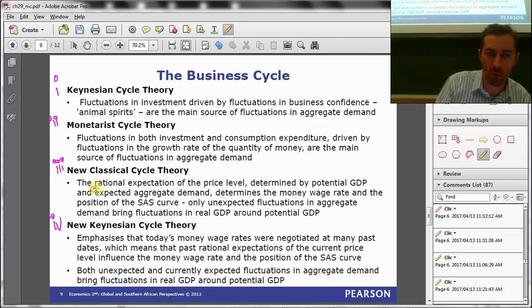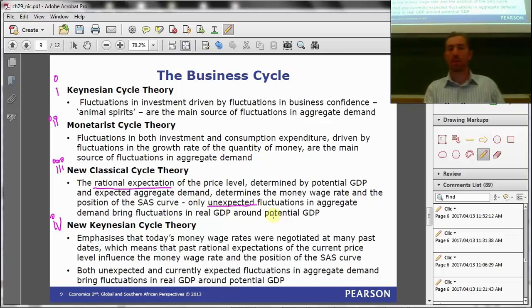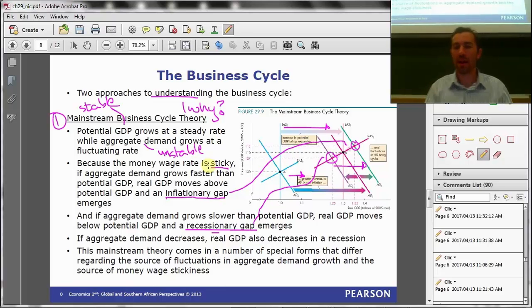So remember, we've got rational expectations, is when you have unexpected changes in aggregate demand. In other words, if there's an expected change in aggregate demand, people adjust their actions rationally. Okay? So what would that look like as an aggregate supply curve, aggregate demand curve?